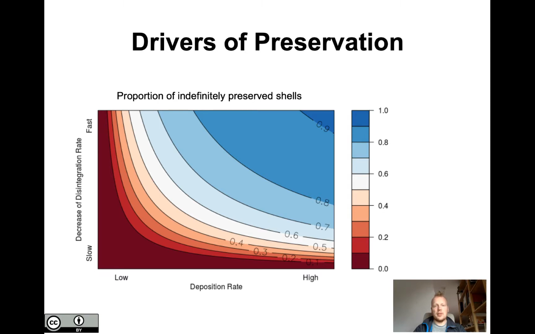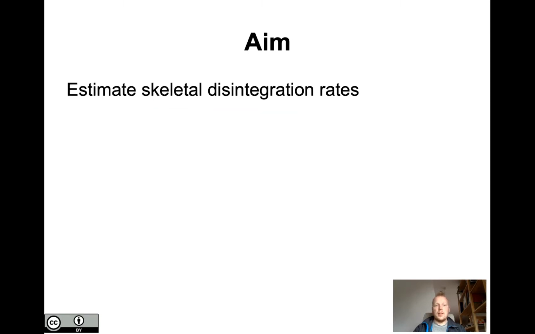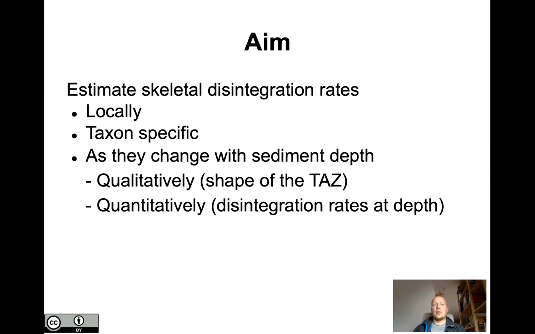the disintegration rates today. The aim is to develop a method that allows us to estimate skeletal disintegration rates, and I would like to do that locally to capture the spatial patchiness of taphonomy. I would also like to do this taxon specific, just to get an idea of how much disintegration rates vary between different taxa. And I would also like to know how the disintegration rates change with the depth in the sediment. So I would like to know what is the shape of the taphonomically active zone, and I would actually like to assign a disintegration rate to a specific depth in the sediment.